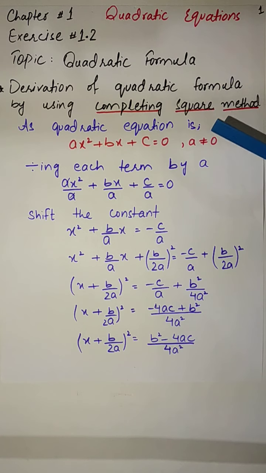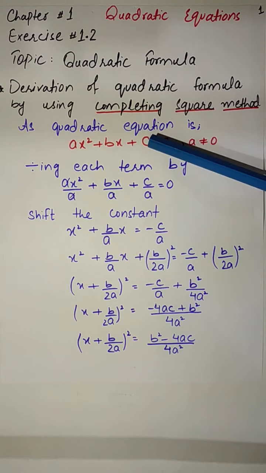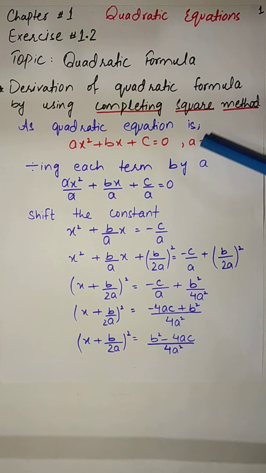First of all, we will take the quadratic equation. As you know, the standard form of quadratic equation is ax square plus bx plus c is equals to 0, where a is not equals to 0. So we will follow all those steps of completing square method that we have done in the lecture number 2, previous lecture. So you should practice that exercise first. After that you will be able to solve this exercise, this derivation.